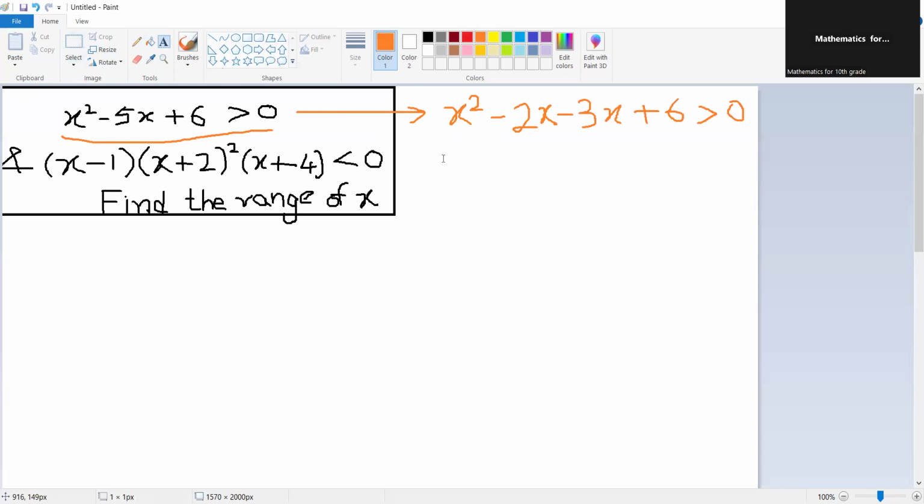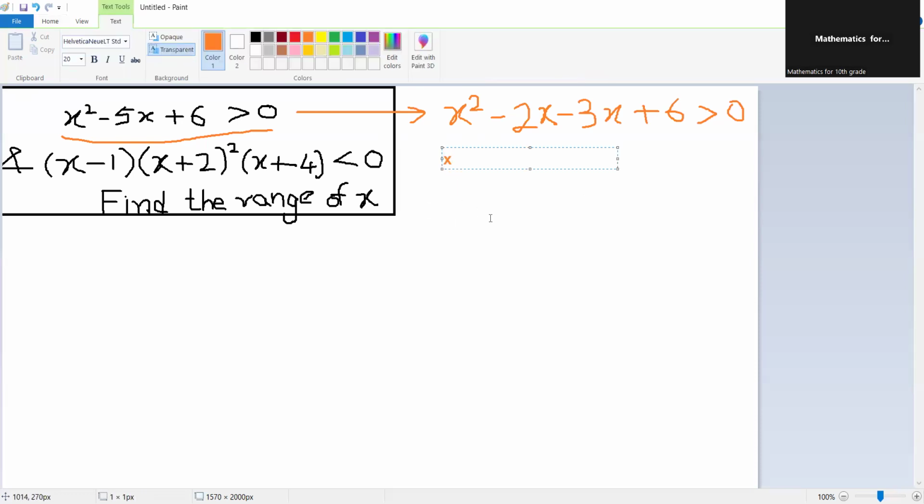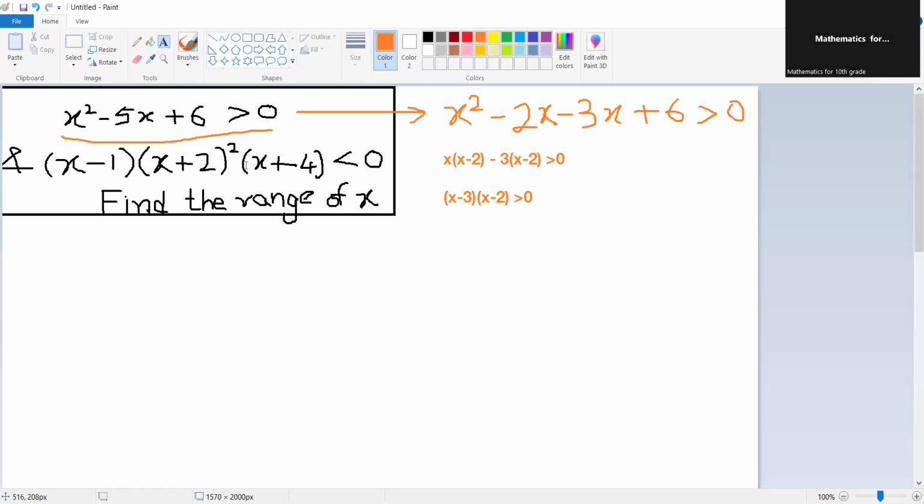So I'll now say x into (x minus 2) minus 3 into (x minus 2) greater than 0. So which actually means (x minus 3) into (x minus 2) is greater than 0. Now, this is the inequation, and there is a simple trick to find out the range of x that satisfies this.